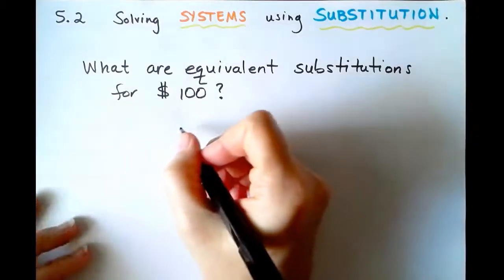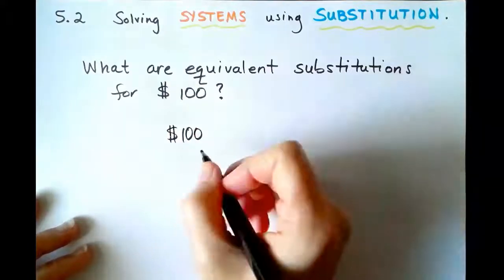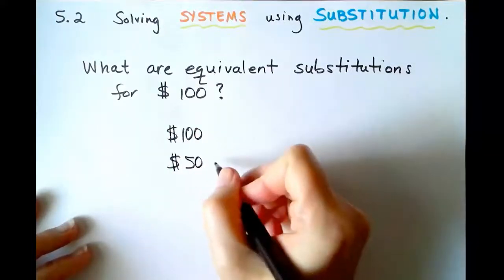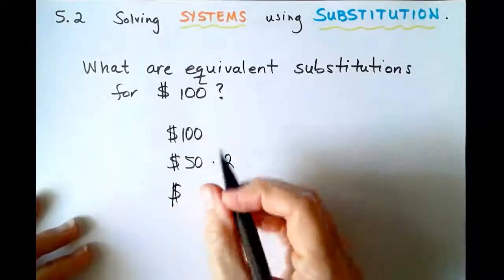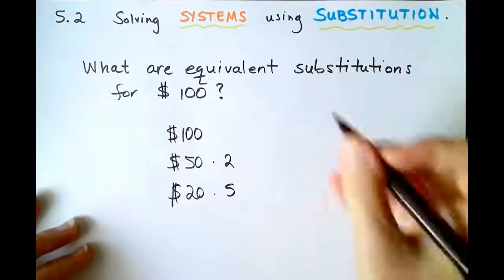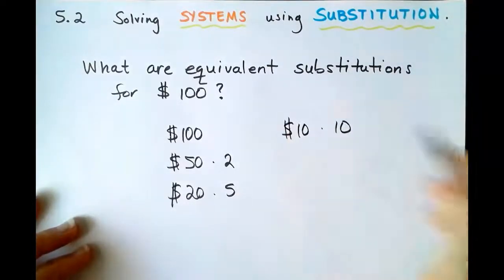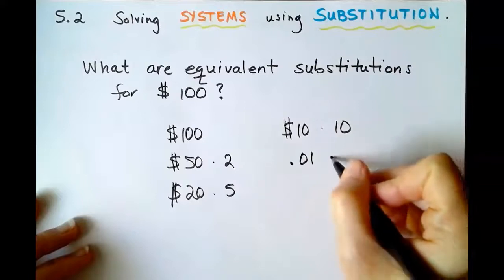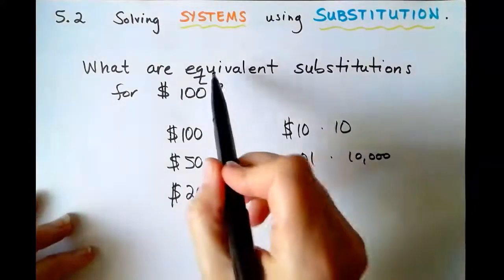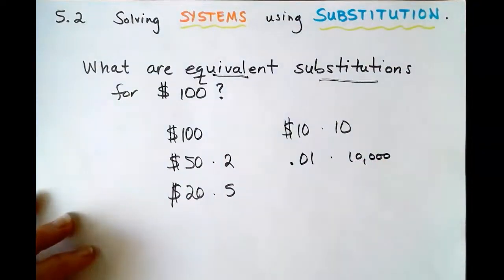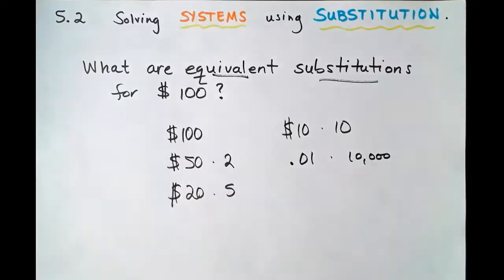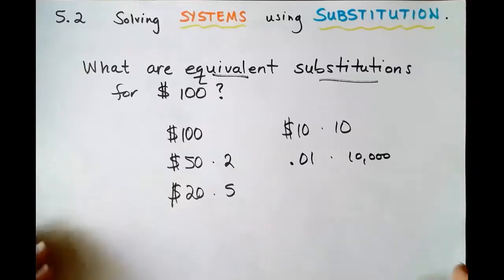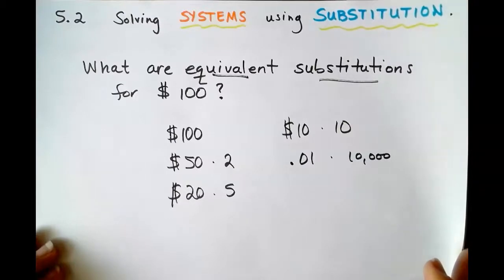We could have a $100 bill, or we could have two 50s, or we could have 5 20s, we could have 10 10s, or we could go crazy and we could have 10,000 pennies. So all of those are equivalent substitutions for $100. They are interchangeable. One of them can be put in for the other at any moment because they are all equal to each other. So that's what we're going to be considering in solving systems using substitution.